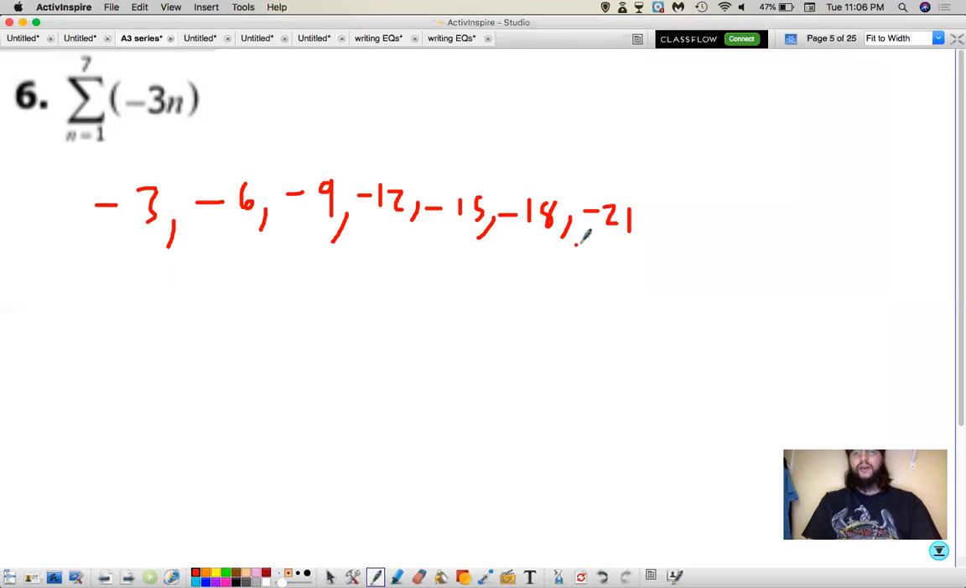Negative 84, sure, why not? So this is negative 84. This whole thing right here, the sum from 1 to 7 of negative 3n, is negative 84.